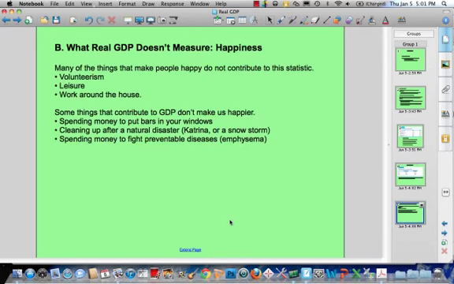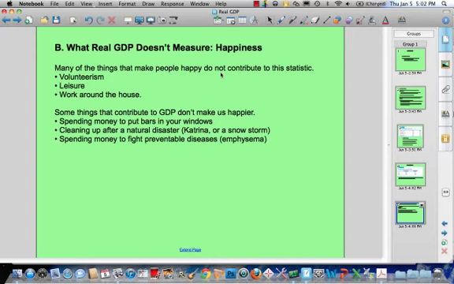Now let's talk about what real GDP doesn't measure. Well, short story is it doesn't measure happiness. We talked today about increases in perceived prosperity. Let's make sure though that we don't connect prosperity and happiness. We may have more in terms of money and financial resources over time, but it doesn't mean we're necessarily happier. Well, what are the things that it doesn't measure for us in terms of happiness?